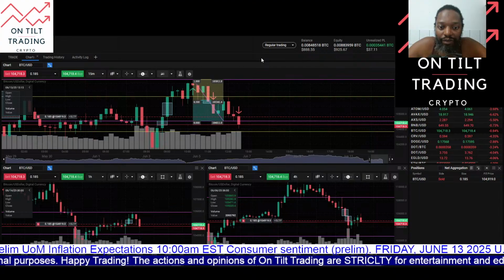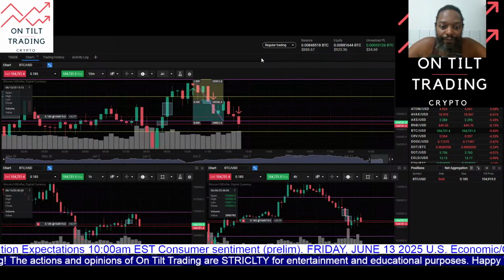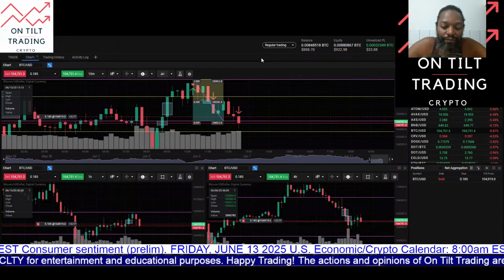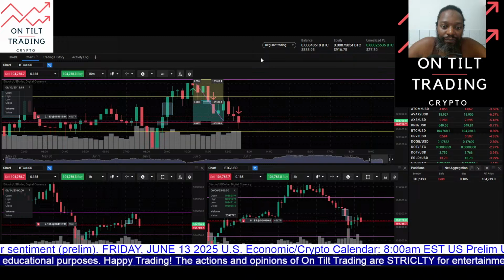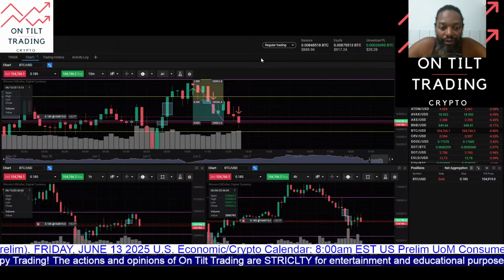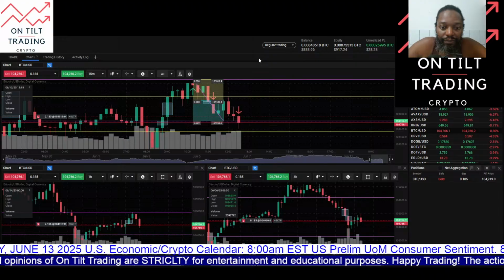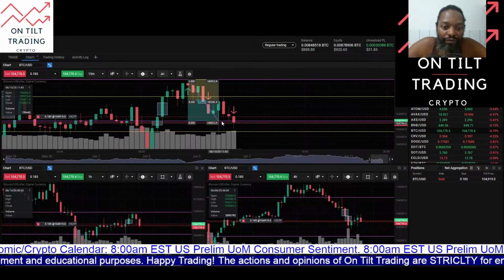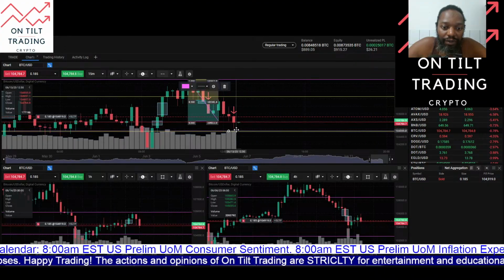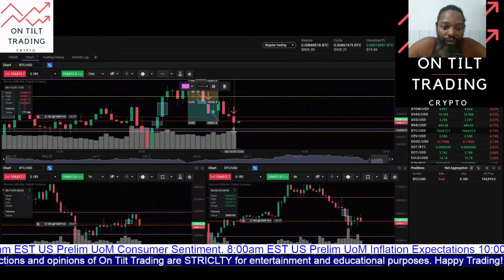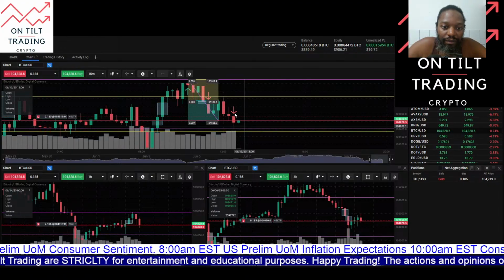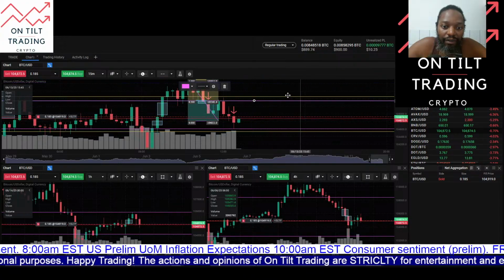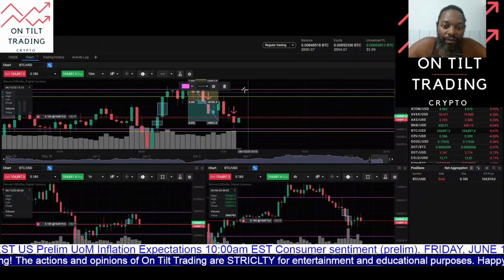Quite a bit of consolidation going on in this area. A reaction taking the price higher. And now we have a confirmed break of structure. So we'll move the current week low down to here. And we'll move the current strong high here.